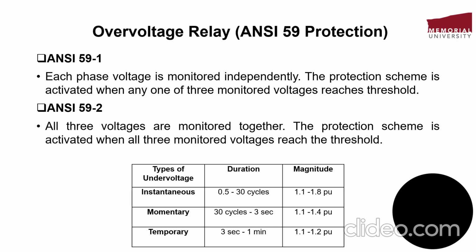Similar to undervoltage, the overvoltage can be classified into instantaneous, momentary, and temporary overvoltage. The duration for the instantaneous overvoltage is 0.5 to 30 cycles, while the magnitude is 1.1 to 1.8 per unit. In case of momentary overvoltage, the duration is 30 cycles to 3 seconds and magnitude is 1.1 to 1.4 per unit. In case of temporary overvoltage, the duration is 3 seconds to 1 minute, while magnitude is 1.1 to 1.2 per unit. So in case of undervoltage, the magnitude remains the same and only the duration of the sag varies, while in case of overvoltage, the duration also varies along with the magnitude.